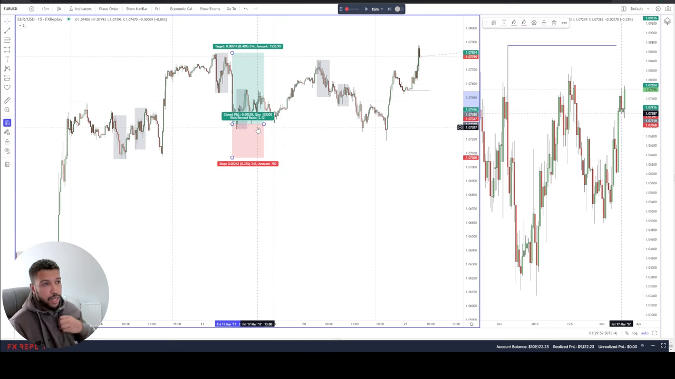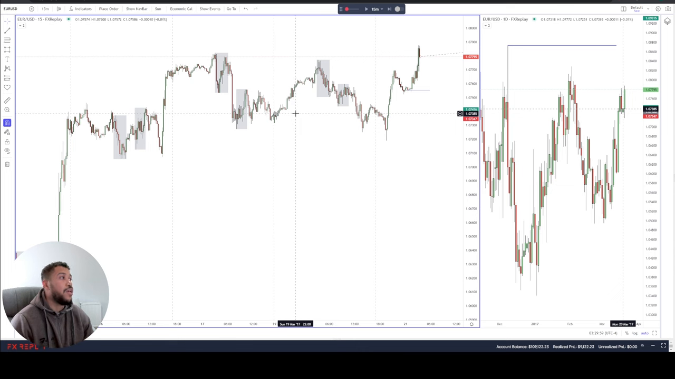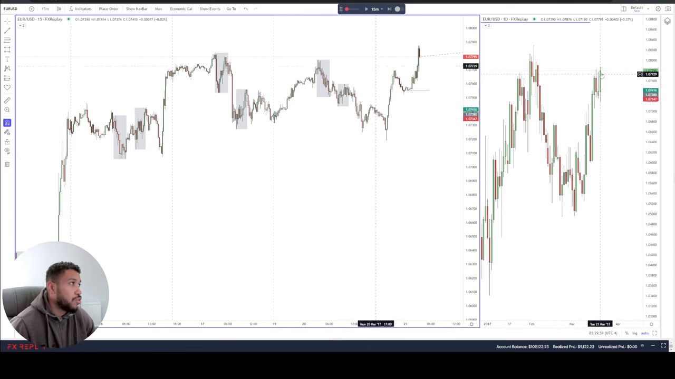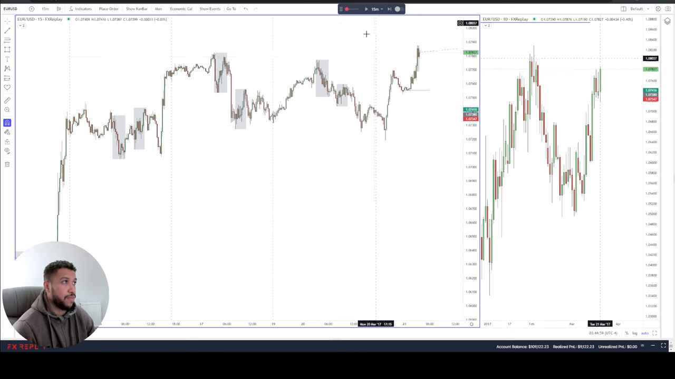Okay, another trade. Cool. Another trade. Again, the drawn liquidity is this high here. So we could have a small retracement lower and then continue. So we'll keep looking for buys.